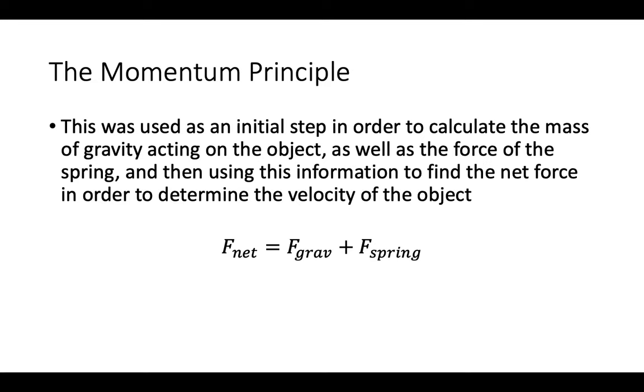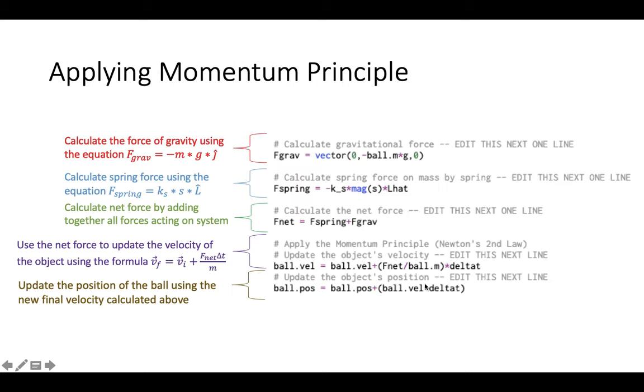First, we'll talk about the momentum principle. This principle is used as an initial step to determine the amount of force acting on the object, and using this information to find the velocity and position of the object in iterated steps. The net force is calculated by adding together the spring force and the force of gravity. Now we'll take a look at our while loop and see how the momentum principle was applied to our code.